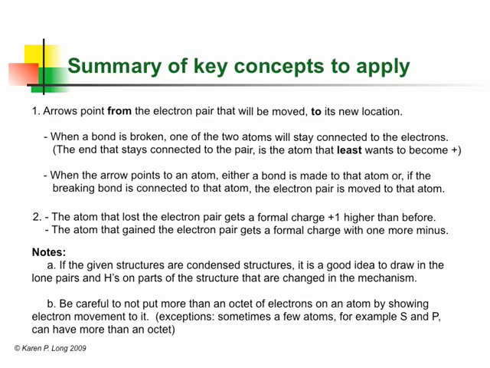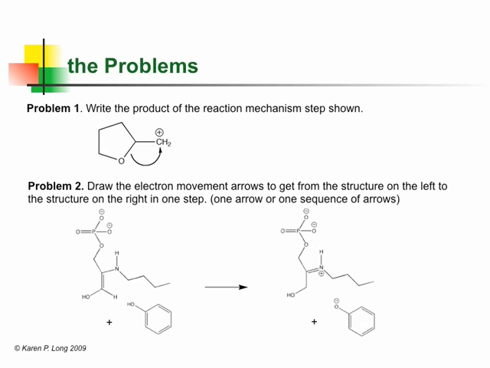2. Always write the proper formal charges on any structure you draw. The atom that lost the electron pair gets a formal charge +1 higher than before, and the atom that gained the electron pair gets a formal charge with 1 more minus. Here are the problems. Pause the video and give them a try before moving on to the solutions. These are also available as a downloadable handout.